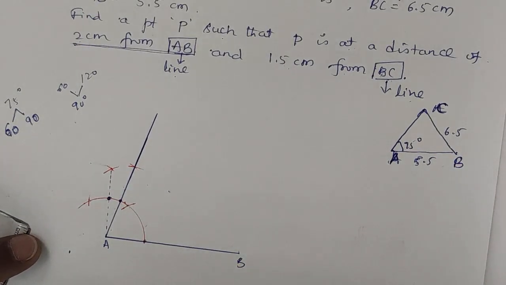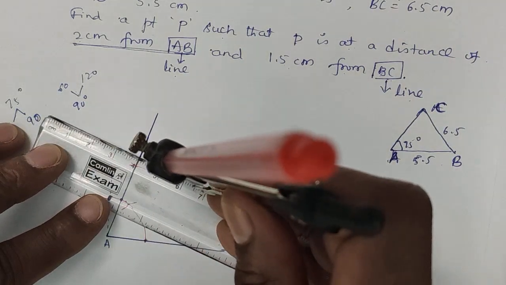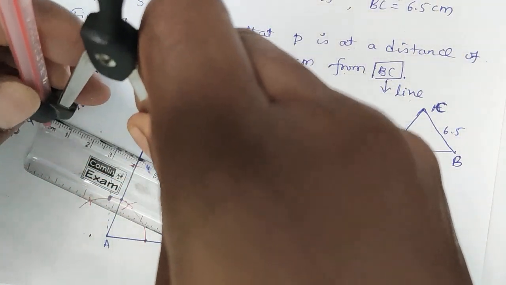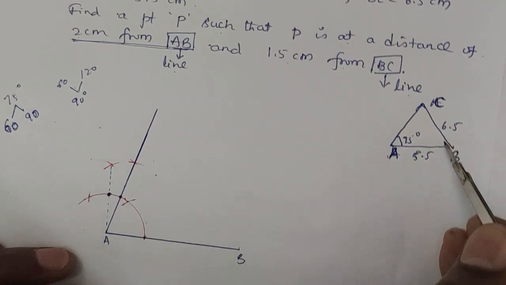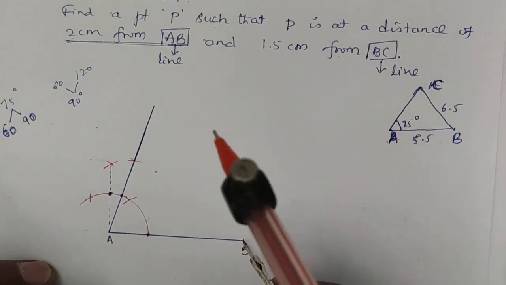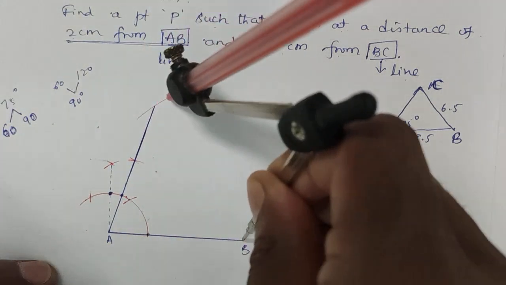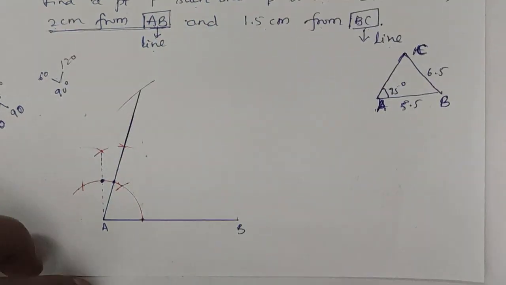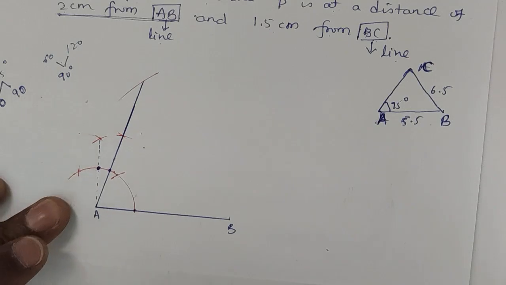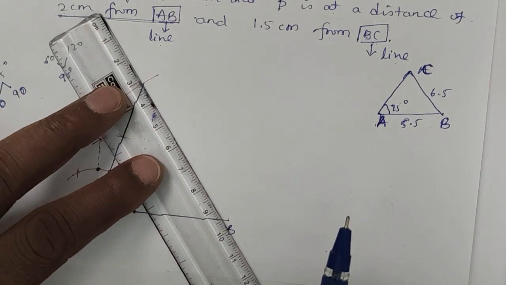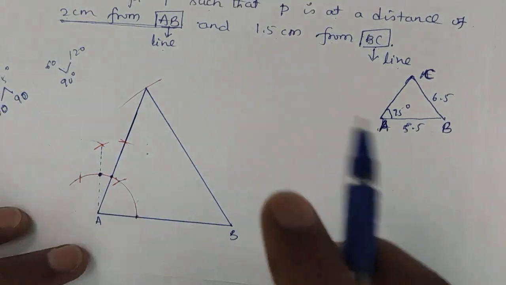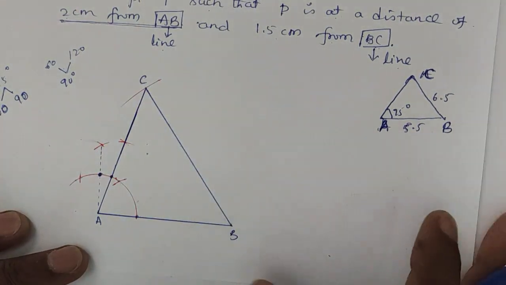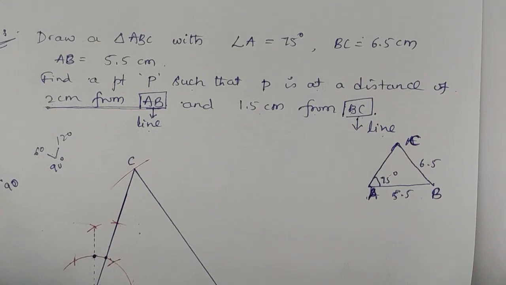Next measurement is BC. BC is 6.5. Take 6.5 on the ruler. They told BC, B to C. So keep it at B and cut like this, and we got the meeting of that point. Join there. This is the C. So now we obtained the ABC triangle.